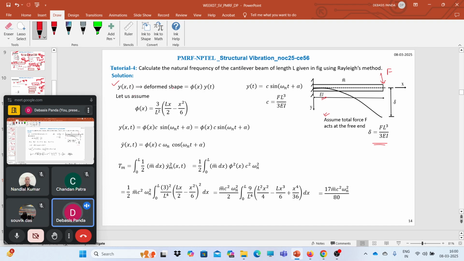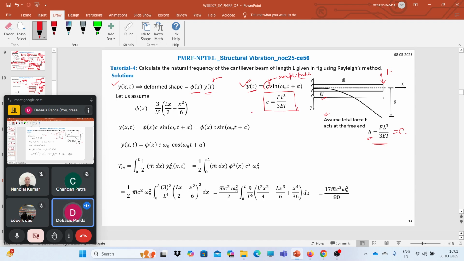Already you have seen that we express this term using the separation of variables. One is phi of x, the function depending on space, and y of t, the response. Now for this dynamic system, let's say the response will follow the previous example of steady state, like c sine omega n t plus some alpha. So what is that c quantity with respect to the dynamic deflection? That c is nothing but the amplitude of the motion. Now from the static analysis we can see the maximum deformation is FL cube by 3EI. So that is nothing but your c in that dynamic quantity. So c is nothing but FL cube by 3EI. So now we have the understanding of the response.